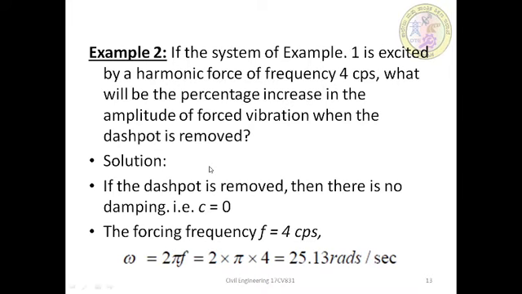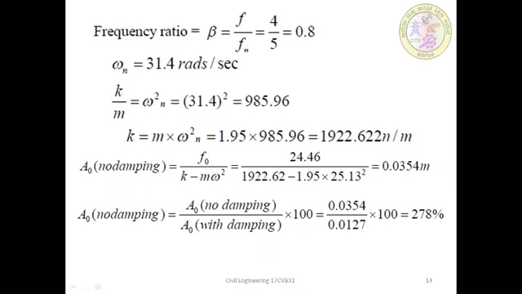The meaning of dashpot: in the single degree of freedom system we have shown one dashpot, and that is the damping. The notation for the damping is the dashpot, that is C equal to 0. If the dashpot is removed, the damping C is equal to 0. Now the frequency is 4 cycles per second, so omega is equal to 2 pi f, which is 25.13 per second.